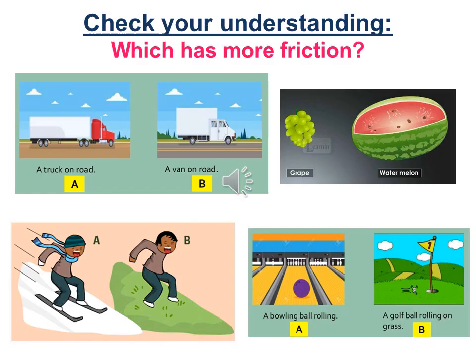This slide is to help you identify whether you will be able to answer this question. Look at the truck, which has a huge mass compared to the van on the road, and the grape and the watermelon, and the person who is jumping on the ice and the one jumping on land, and the bowling ball rolling, and the golf ball. So please try to find out the answer on your own.